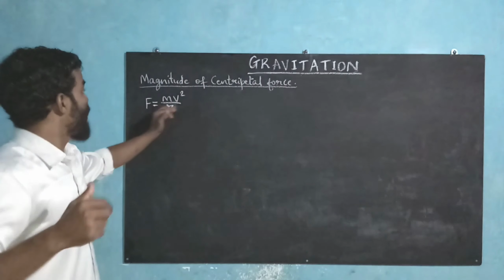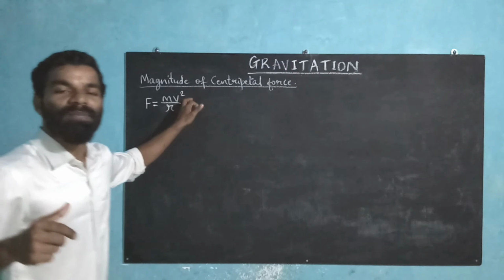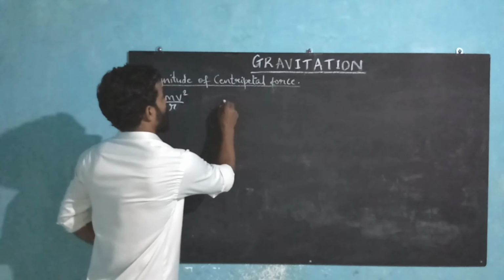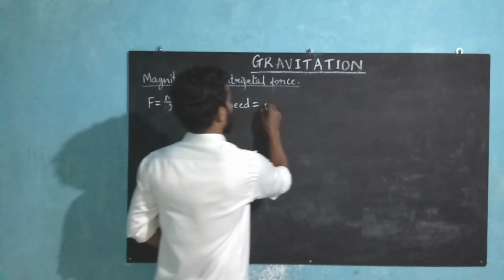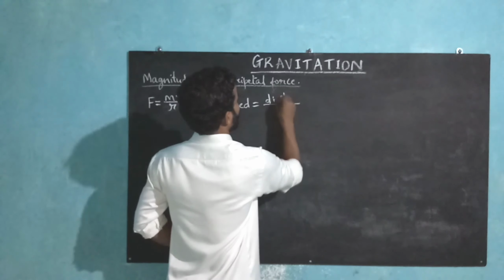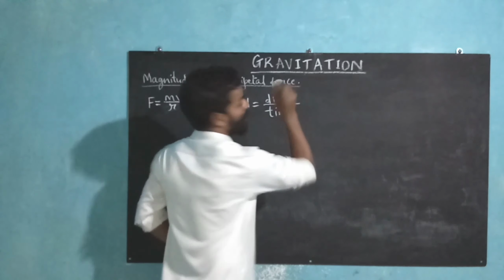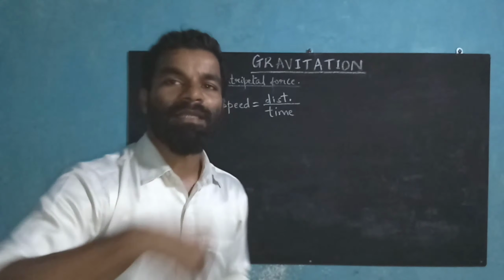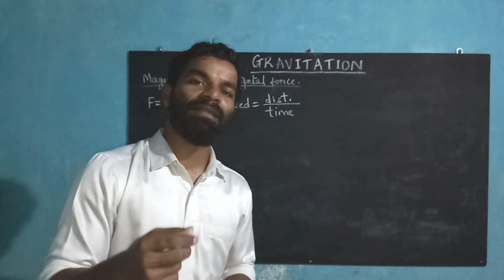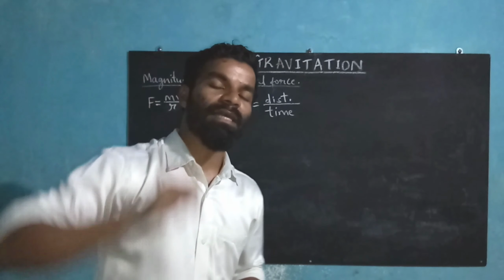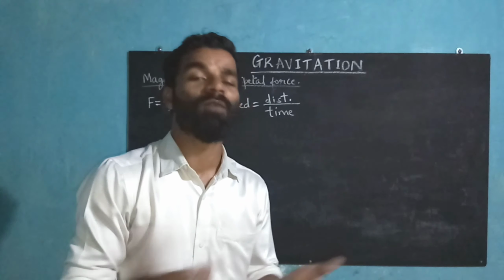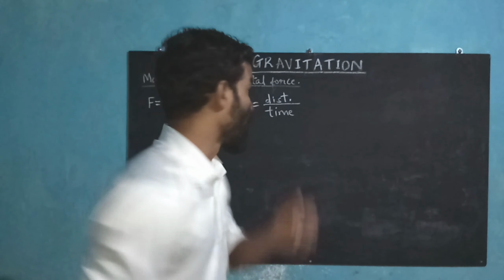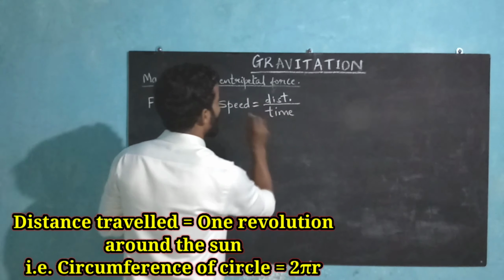Now, in earlier standards you had studied speed is equal to distance upon time. So what is the distance traveled? It is nothing but the circumference of the circle, because the planet covers one full revolution in a circular path. The formula for circumference of a circle is 2 pi r. So distance will be considered to be 2 pi r.